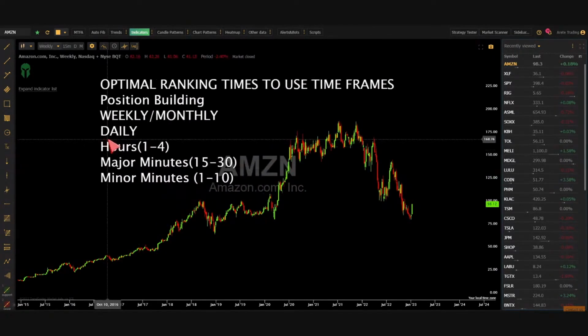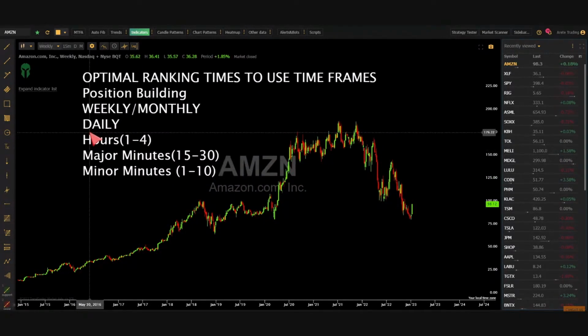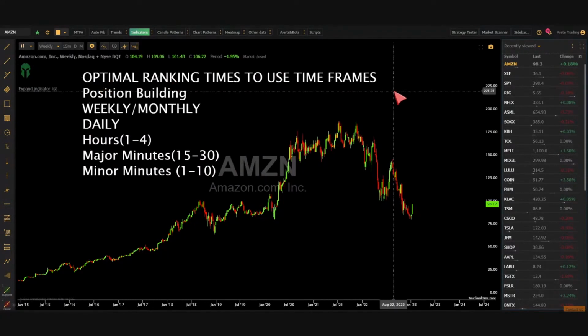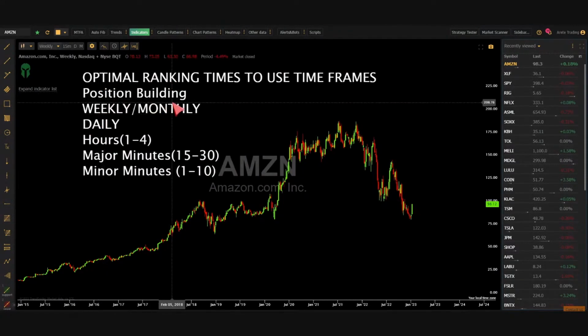All right. So optimal rankings, times to use, time frames, position building. Okay. So then we're going to go through 4 different time frames. We're going to go through position building. Okay. Swing trading, day trading, and scalping. Optimal rankings for times to use these time frames.